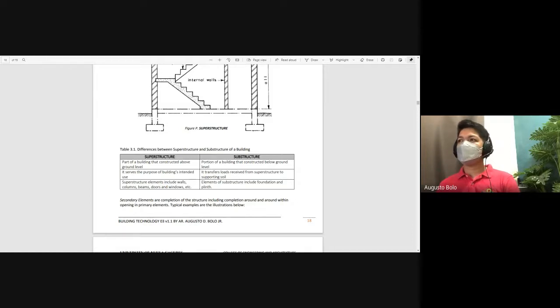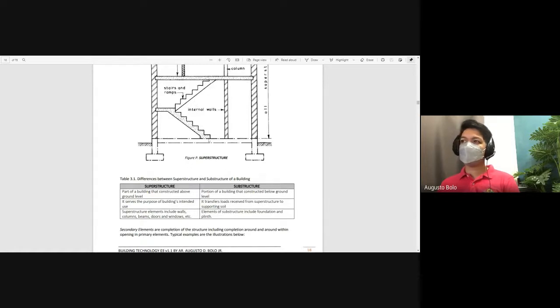So we have here the difference between the two. So sabi dyan, according to Angeline's reading, we have, the superstructure is constructed above ground level, substructure below. Kung ang superstructure is intended, halimbawa, it serves the purpose of building's intended use like stairs. Halimbawa, stairs, definitely it is intended for its usage para sakatan. While on the substructure, sa aspect of the substructure, it transfers loads received from superstructure to supporting soil.